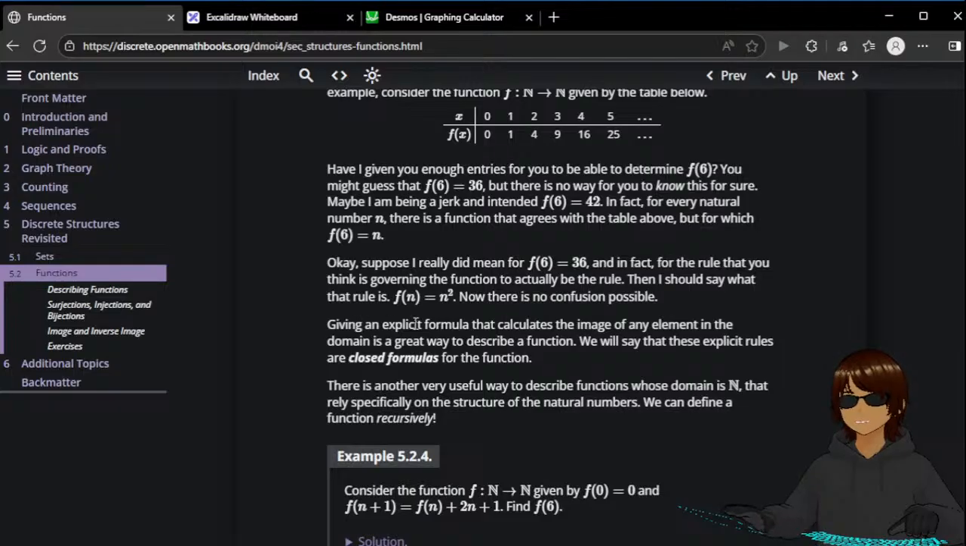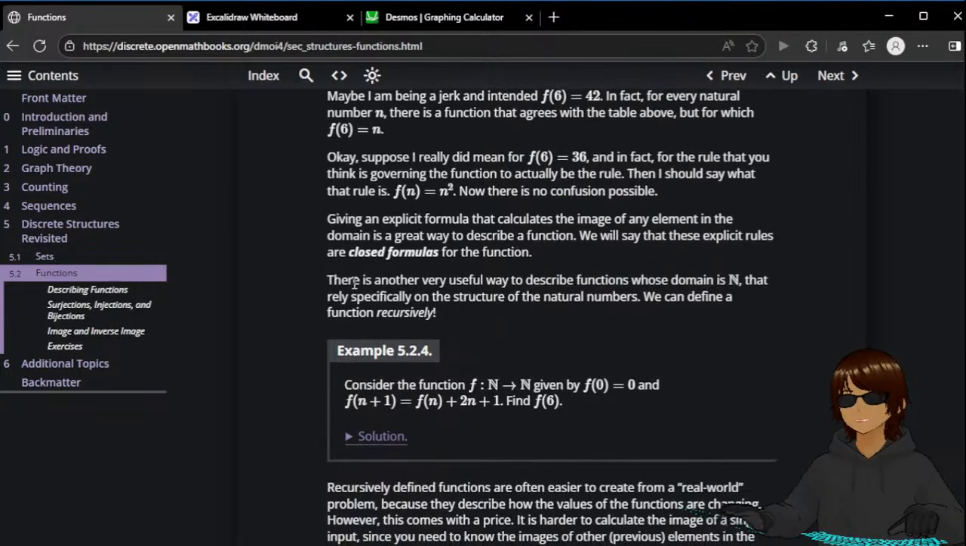Giving an explicit formula that calculates the image of any element in the domain is a great way to describe a function. We will say that these explicit rules are closed formulas for the function. There's another very useful way to describe functions whose domain is N that relies specifically on the structure of natural numbers. We can define a function recursively. Consider the function f: N to N given by f(0) = 0 and f(n+1) = f(n) + 2n + 1.